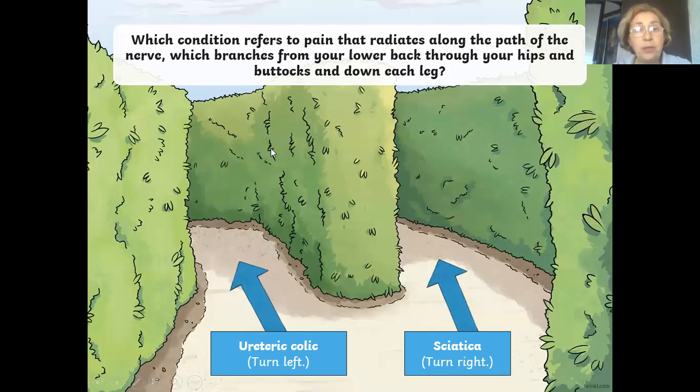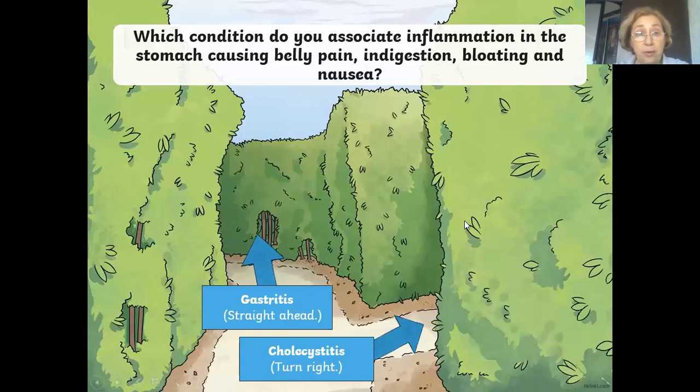Which condition refers to pain that radiates along the path of the nerve, which branches from your lower back through your hips and buttocks and down each leg? So we have two options, ureteric colic or sciatica. What is it? Sciatica? Yes, you're right.